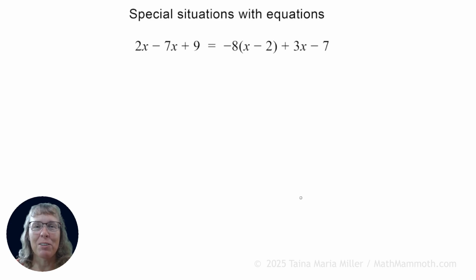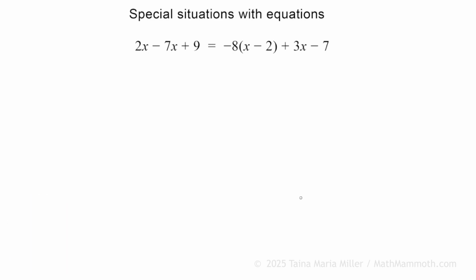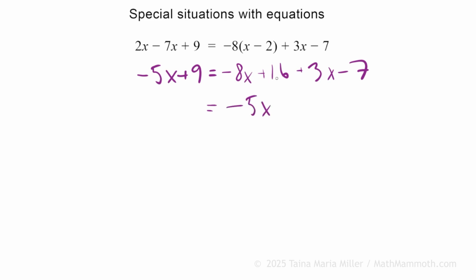In this video, we're going to look at some special situations with equations. Let's solve this one that I have here. Okay, we have parentheses, so we need to use the distributive property here. Minus 8x plus 16 and the rest. Over here, I will combine these. Over here now, again, combine these. Minus 8x plus 3x minus 5x. And 16 minus 7 equals 9. And this stays the same here.